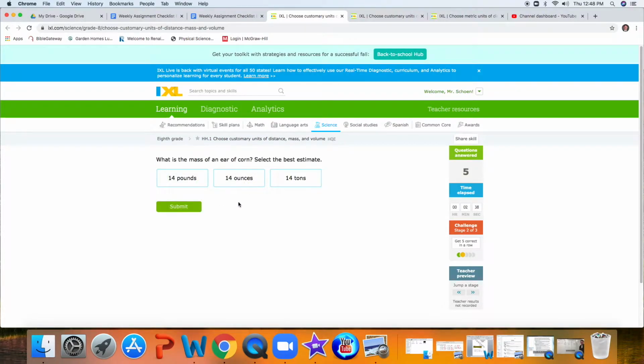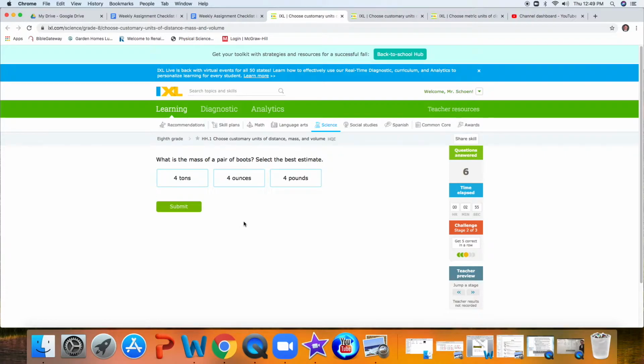What's the mass of an ear of corn? Select the best estimate. 1 ear of corn is just 1 cob of corn. It's probably not going to be 14 tons, which would be 28,000 pounds. It's probably not going to be 14 pounds. That's still pretty heavy. So you make the correct selection here.